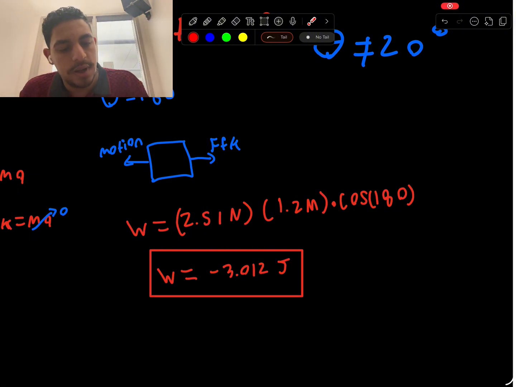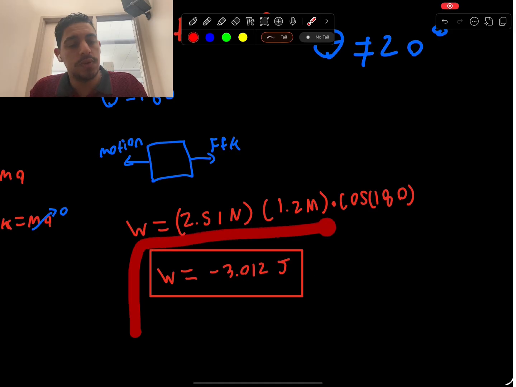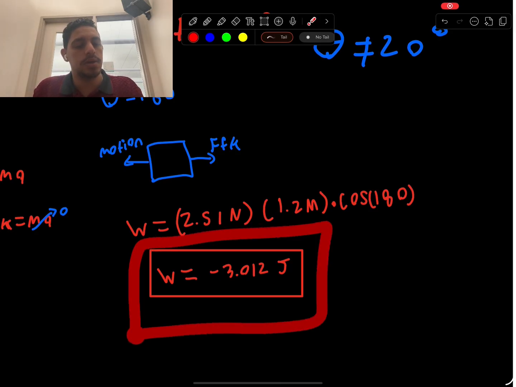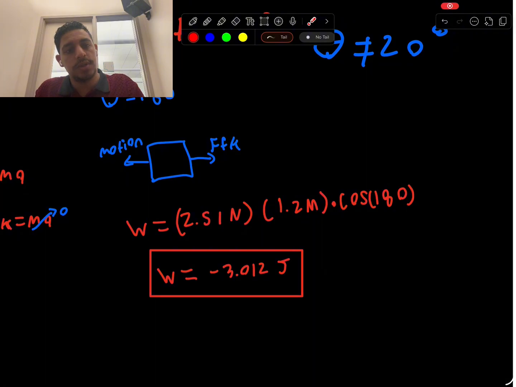And so when you plug all that in, you get work is equal to a negative 3.012 joules. Negative because, again, the force of friction is going opposite of motion, and that means that the work being done in that direction would have to be negative. It's going against the other force. Okay.